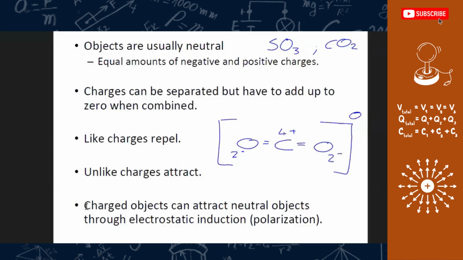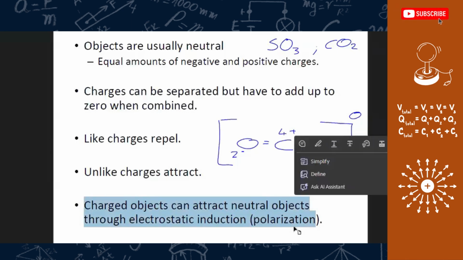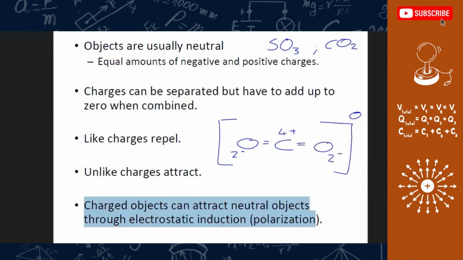One last thing here is that if we have a charged object and we move it close to a neutral object, then it's going to polarize that object. What do we mean by that? A neutral atom or a neutral object is one that has an equal amount of positive charge and negative charge. They must be evenly spread out.